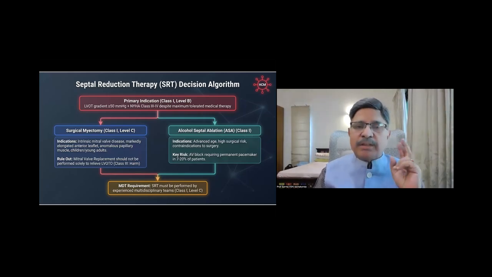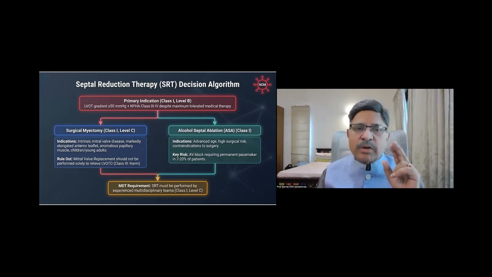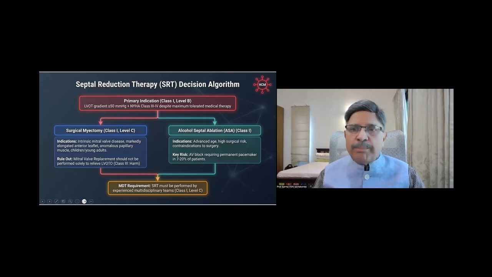Now, SRT. In refractory cases, you do what is called the SRT, the septal reduction treatment. So, the decision algorithm: when do I submit the patient for septal resection? Primary indication: LVOT gradient more than 50, NYHA class 3 and 4, despite maximum tolerated medical therapy. You see, we are talking about hypertrophic cardiomyopathy, surgical myomectomy, intrinsic mitral valve disease, markedly elongated anterior leaflet, anomalous papillary muscle, children and young adults.